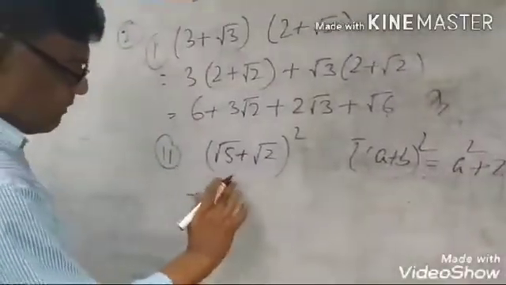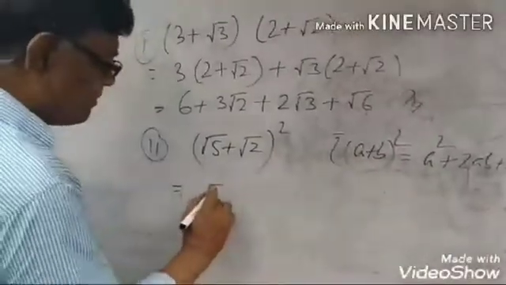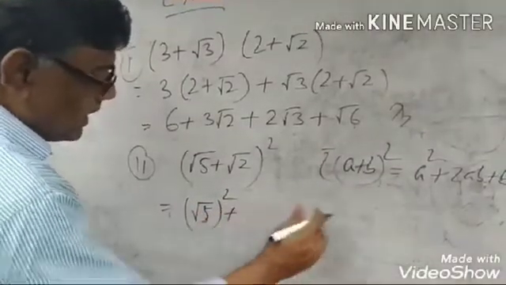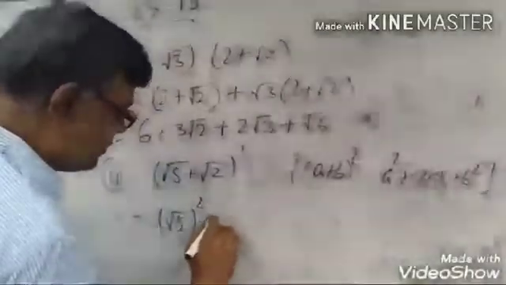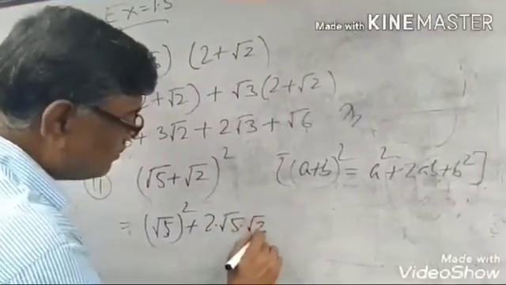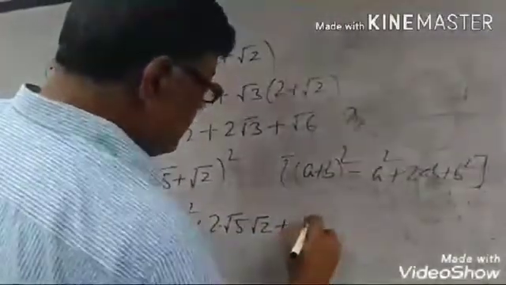Here a square equals under root of 5 whole square. Next, plus 2 into a into b, 2 into under root of 5 into under root of 2, plus b square means under root of 2 whole square.